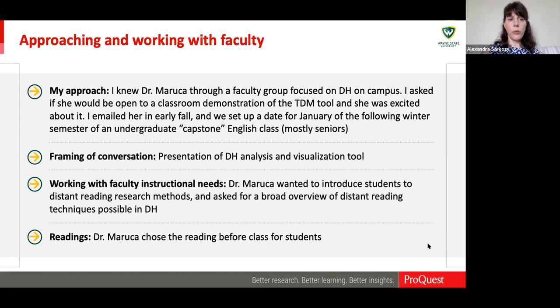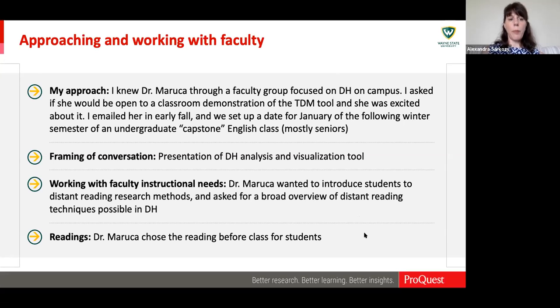for me to come into an undergraduate capstone English class where students would have a writing assignment, a major writing assignment at the end of their undergraduate years. And Dr. Maruca really wanted to use the TDM Studio to introduce students to distant reading research methods, to show them what was possible, the research that had been done, and to use the visualizations to communicate some of the concepts of digital humanities.